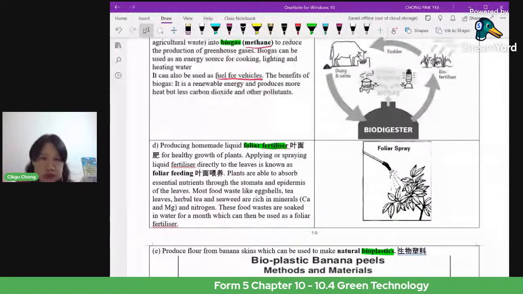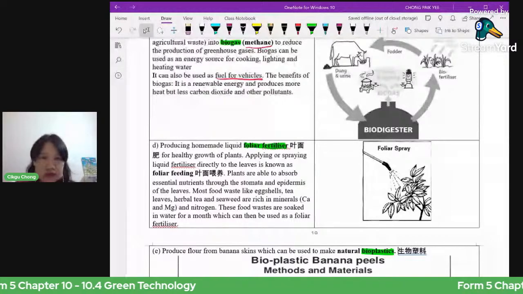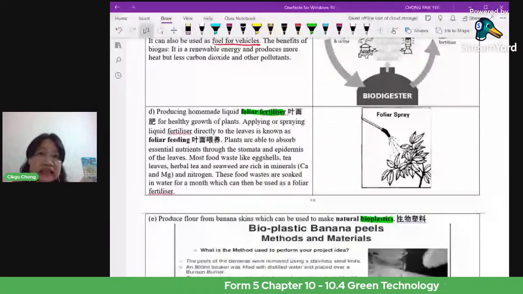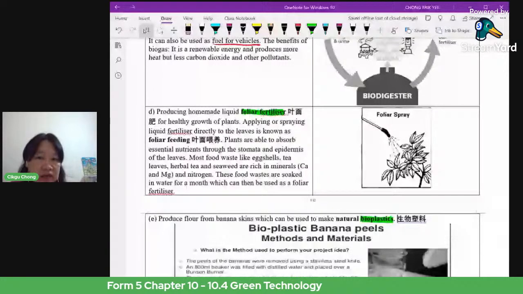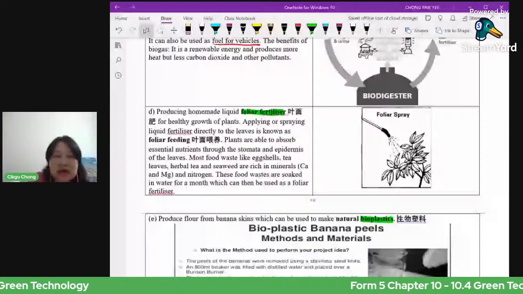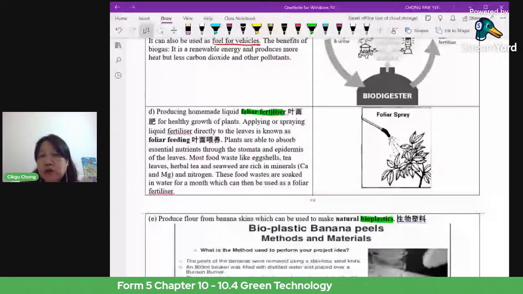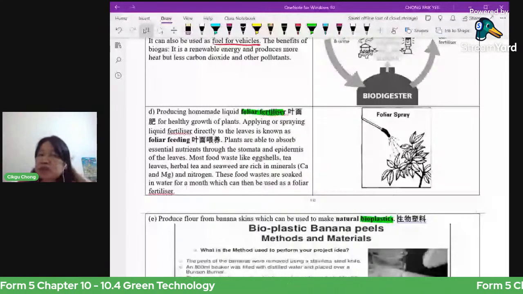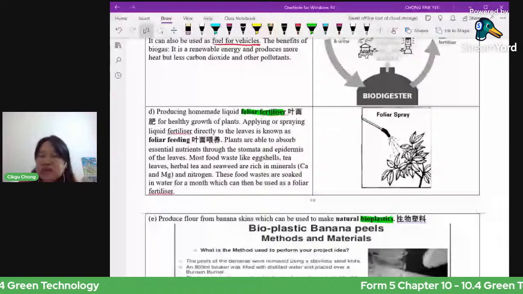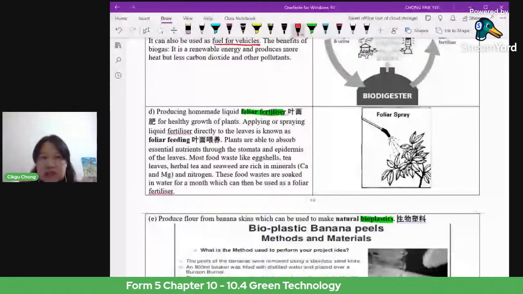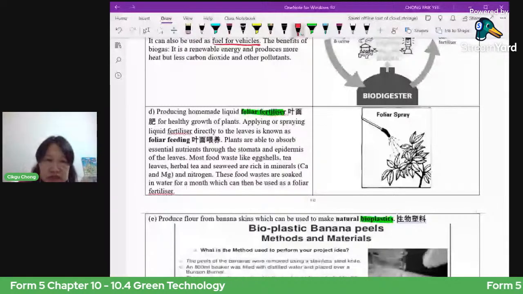Okay, next one, foliar fertilizer. So what is foliar fertilizer? This is fertilizer in a form that you spray onto the leaves, so the leaves will be able to absorb the nutrients. It's a kind of fertilizer that you spray. This is called foliar fertilizer, and spraying the liquid fertilizer directly onto the leaves is foliar feeding. Foliar comes from the word foliage. Foliage means leaves, so they are able to absorb these nutrients from the surface of the leaves. Okay, so you can look it up.